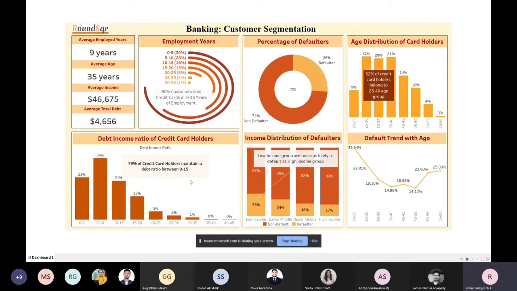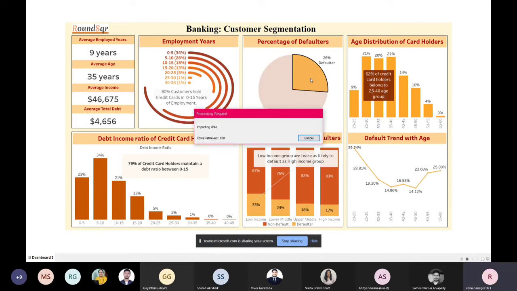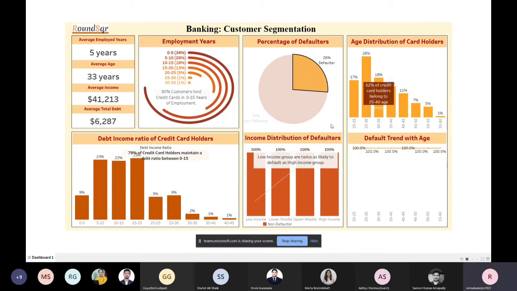Now, if we want to specifically check into the defaulters' history, we can click on this, as I told you. So you can see the graphs being changed a bit. These two graphs, the income distribution of defaulters and default trend with age, were made specifically for defaulters. So right now, these two won't be giving any insights.